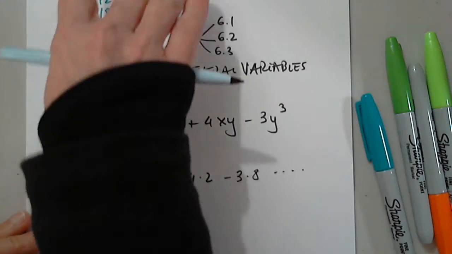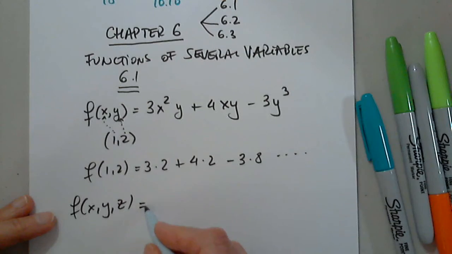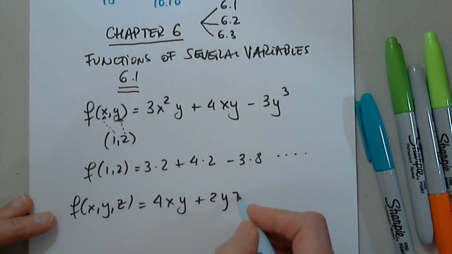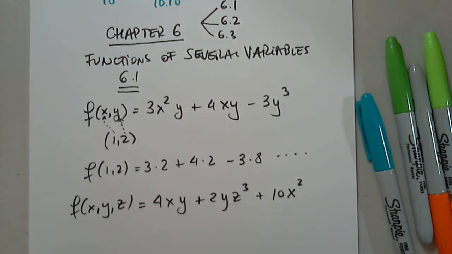Okay, how will a function of 3 variables look like? Well, something like this. x, y, z, 3 independent variables, and this is the 4th one, basically, right? And the same thing, 4xy plus 2yz cubed plus 10x squared. So now we have a function of 3 variables. Okay, so I'm going to share my screen, and let's take a look at how we evaluate. So back to 6.1. That's all we need to do in this first section, just a warm-up.